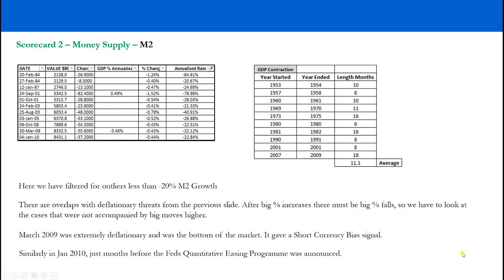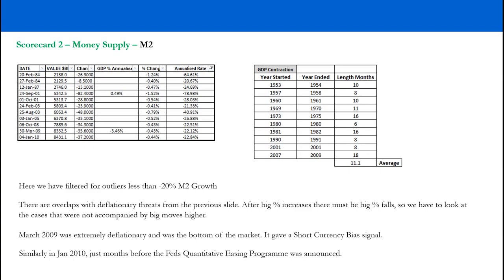What we've done here with the data is filtered for outliers less than 20% in M2 growth. And there's significant overlap with deflationary threats from the previous slide. So after big percentage increases in the money supply, there obviously tends to be big percentage falls. So we have to look at the cases throughout history that aren't accompanied by big moves higher. We want to look at the negative numbers that aren't accompanied by big moves higher.